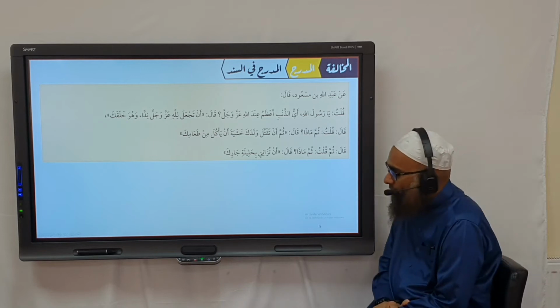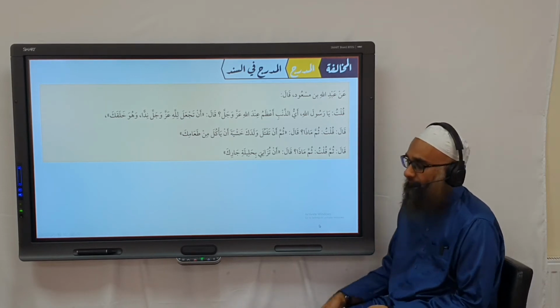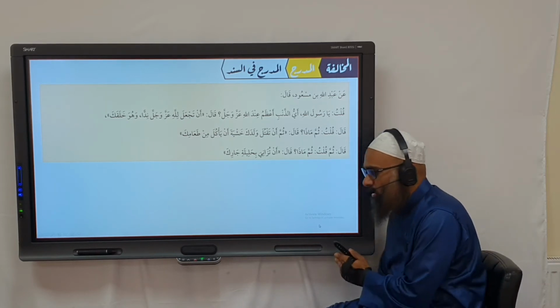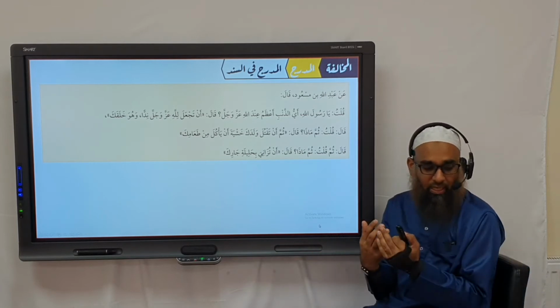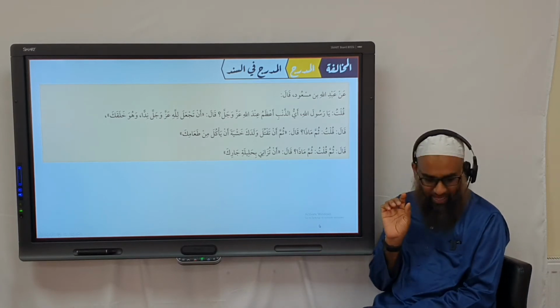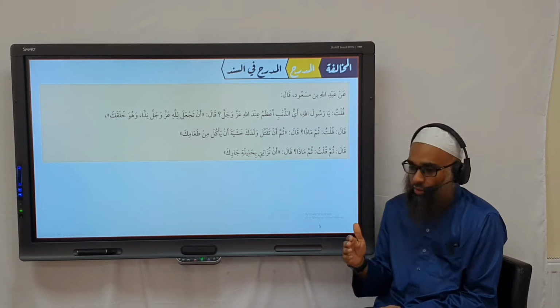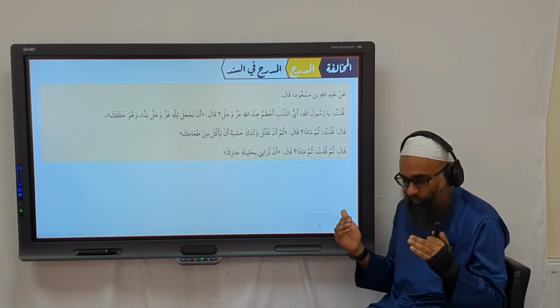Okay. Now carrying on, the next one we have is a mudraj fi sanad. And I told you before, mudraj means to make one thing enter into the other. So the same way you make one text enter the other text, you can sometimes have one chain going into the other chain.